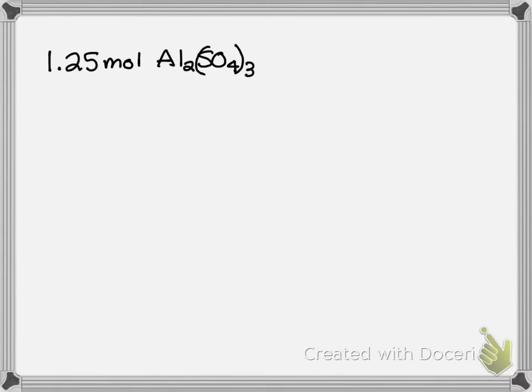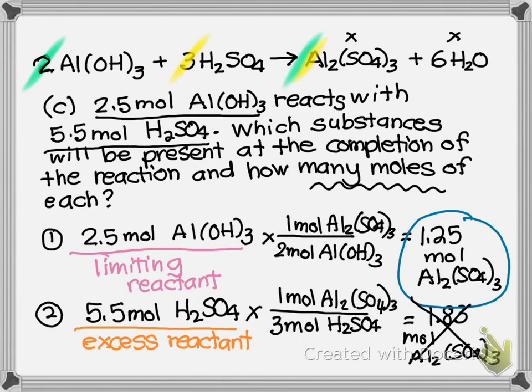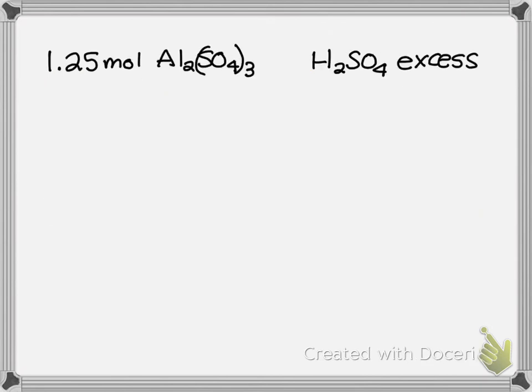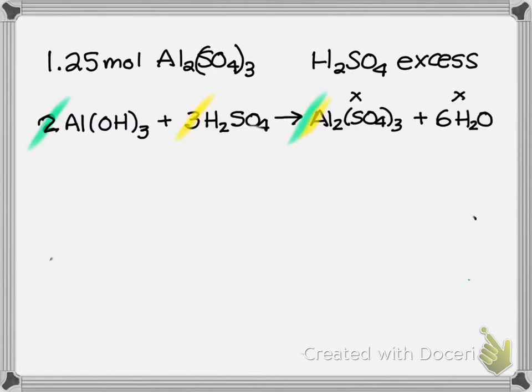I also knew that the H2SO4 is the excess reactant. Now let me take a minute. I'm going to try something. I'm going to copy the equation over here so we can look at it. So what we know now, I can erase this. We know how much aluminum sulfate is going to be made. So now I need to know, how much water is going to be made? How much of the water will be there?